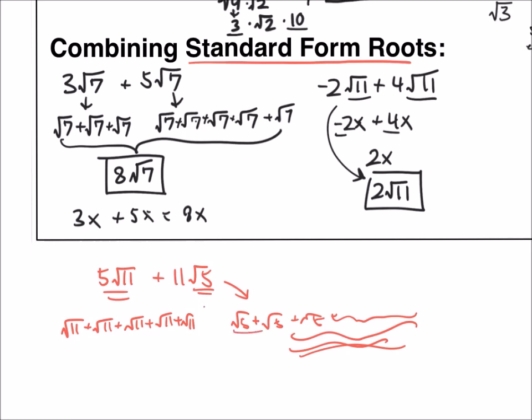You can't combine the two of them together because it's not the same number inside the radical. They're not the same type of object. It's like saying, let's combine these apples together with these oranges. But they're not the same thing. You can't just group them together. So the simplest form would just be this. You cannot simplify it any further.